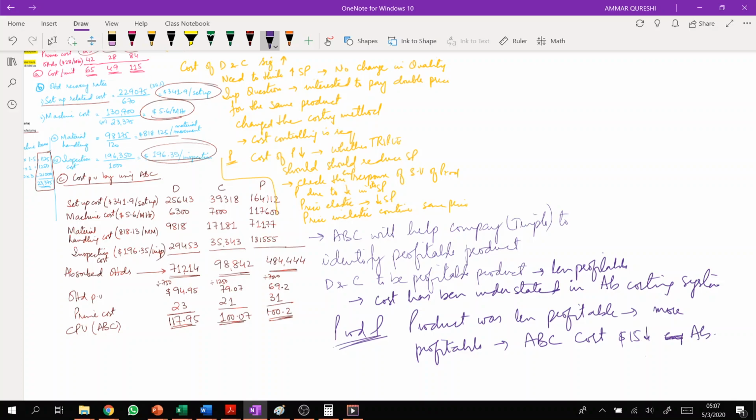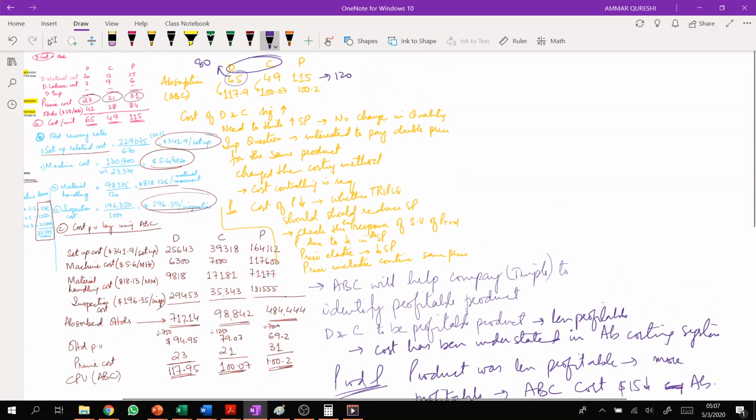So this is a very simple idea you need to understand. We came to know that two products have very high cost in ABC. So we said, okay, fine, you cannot increase the selling price unless you change the quality of the product. Without changing the quality, if you increase the selling price, the customer is not going to be happy. Obviously the customer will react against it.